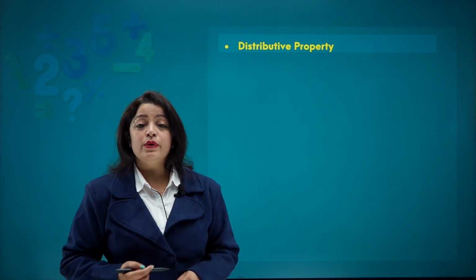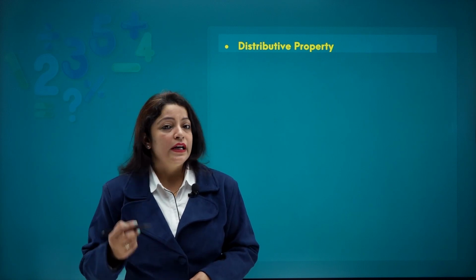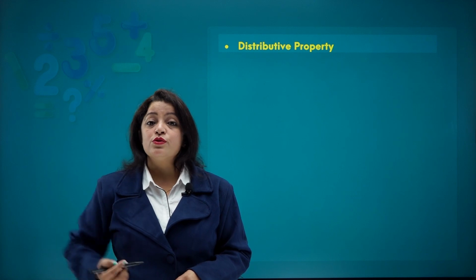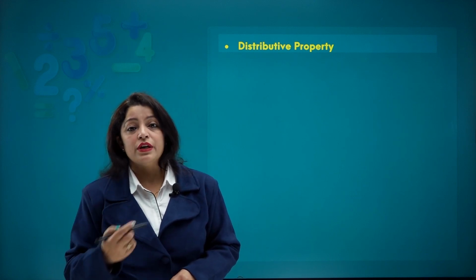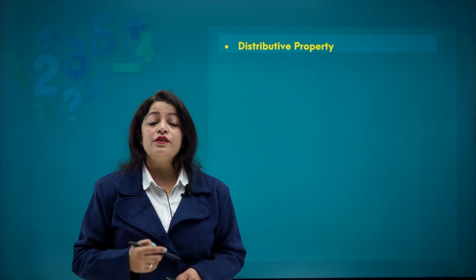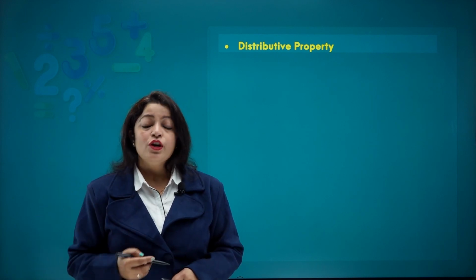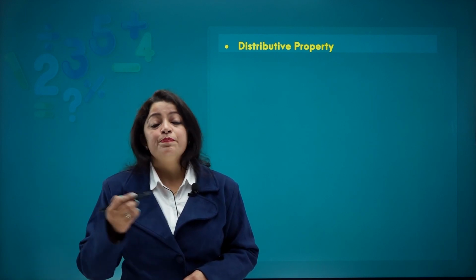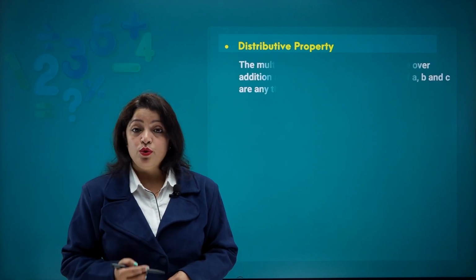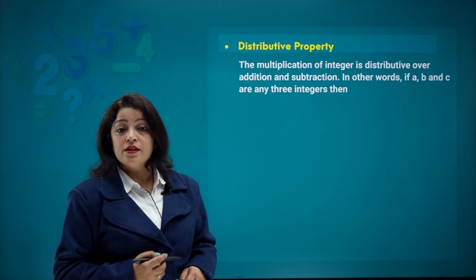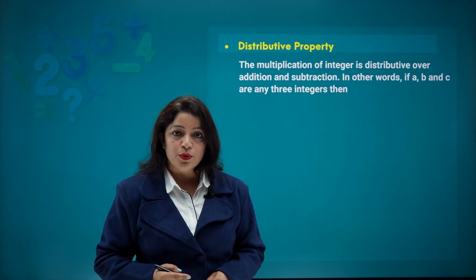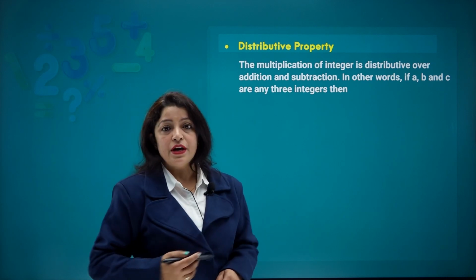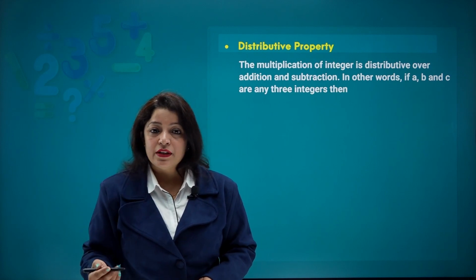But when we deal with the distributive property, it is not a single operation which is going on. Here, distributive property is divided into two things. That is, it is either distributive over addition or it is distributive over subtraction. So, let's be more precise in this case. The multiplication of integers is distributive over addition and subtraction. What do you understand by this?